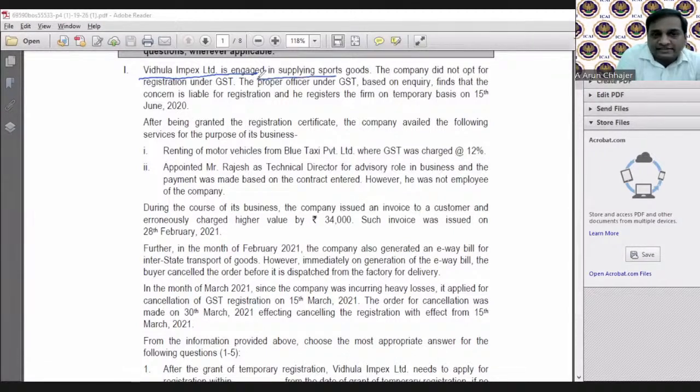Vidula Impacts Limited is engaged in supplying sports goods. The company did not opt for registration under GST. After this question, allow me 5 minutes for a quick fire round of question answer.